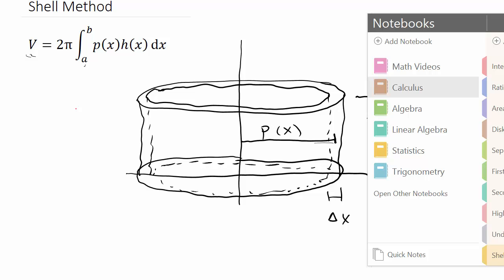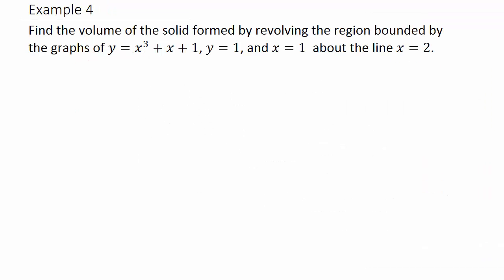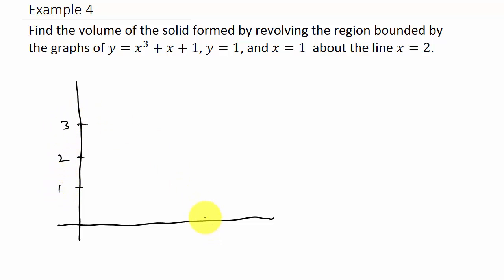Alright, so let's take a look at this fourth example. It says find the volume of the solid formed by revolving the region bounded by the graphs of y equal x cubed plus x plus 1, y equals 1, and x equal 1 about the line x equal 2. Alright, so let's go ahead and draw our picture. So, 1, 2, 3. That would be 1, 2, and 3. We'll call this x equal 1, and there's x equal 2.